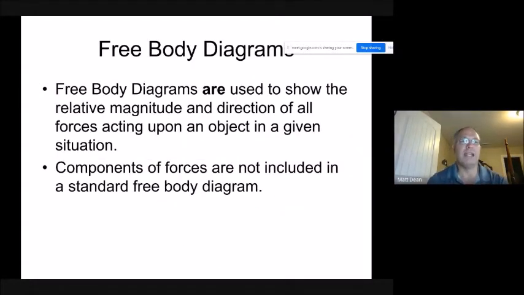Another really big idea in this unit are free body diagrams. So these are diagrams that are used to show the relative magnitude and the direction of all the forces that act on an object. You typically don't show components of forces in these diagrams. You guys haven't dealt with components very much yet. You will later in this unit, but you do not show components on free body diagrams.